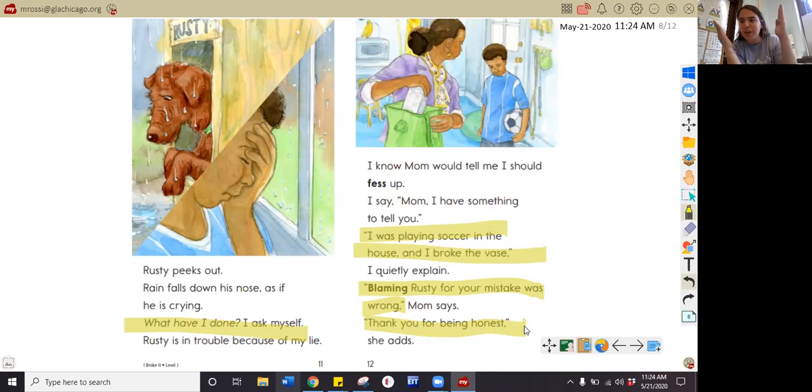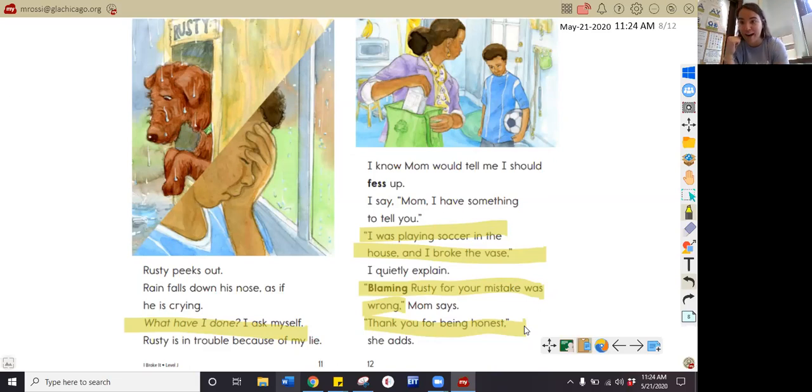Now, what is he doing at the end of the story? Is the boy still lying on this page? No, he is telling the truth, so he is being honest. So in the beginning of the story, the boy is dishonest, but then at the end of the story, the boy tells the truth and he is honest.